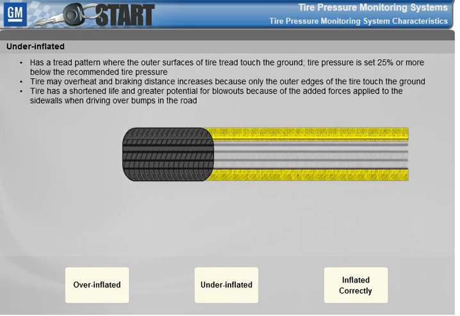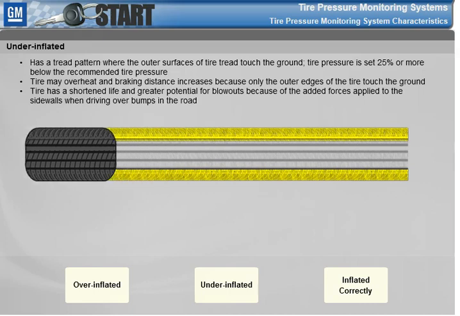A tire that is underinflated has a tread pattern where only the outer surfaces of the tire tread touch the ground. Underinflated tires have a tire pressure that is set 25% or more below the recommended tire pressure. Because only the outer edges of the tire are touching the ground, the tire may overheat. The distance required for braking also increases. Due to the added pressure that is applied to the outer edges of the tire, underinflated tires have a shortened life. This tire condition also has a greater potential for blowouts because of the added forces applied to the sidewalls when driving over bumps in the road.